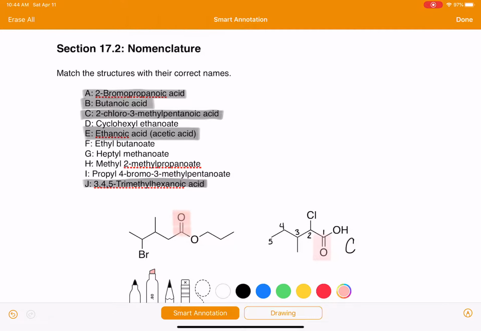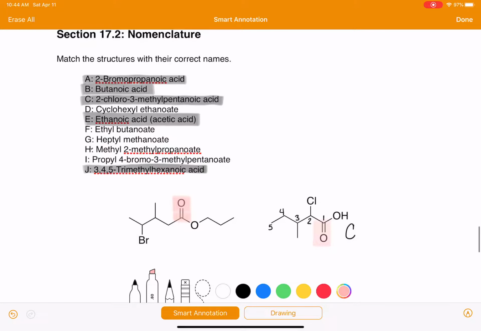So we're back at this worksheet. We're going to finish naming. The rest of the molecules on here are esters. I have kind of grayed out the names that we've already used for the carboxylic acids, and so what we are left with are the esters, and this is going to be tricky. This is not going to be easy.